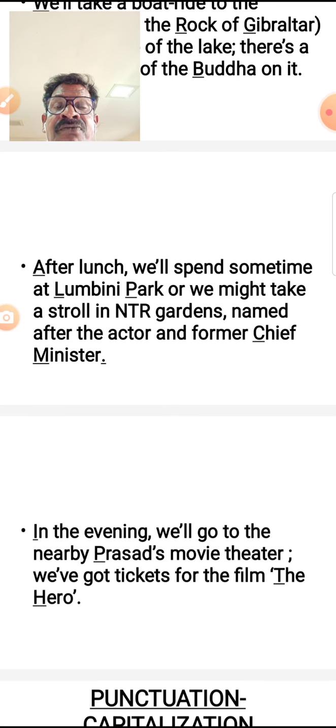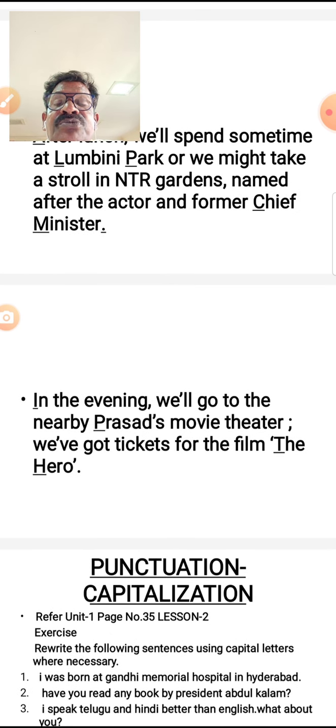In the evening, we will go to the nearby Prasad's movie theater. That's a particular name of a theater. So that is why P is being written in capital form. We have got tickets for the film The Hero. The title of the film is The Hero. That is why T is being written in capital form and H is also being written in capital form. So this is something about the rules which we have to follow while we deal with capitalization.